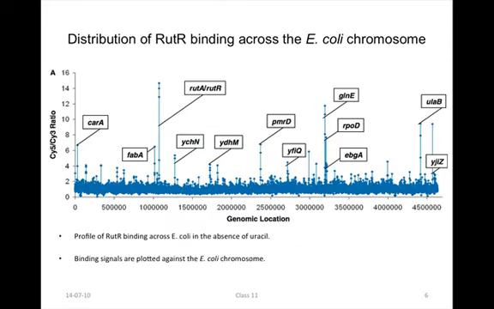Okay, so here's the E. coli chromosome. You've got about 4.5 megabases. And what they found was RutR binds across the chromosome in a multitude of positions, and you can see very specific positions are bound. This is from their ChIP-chip experiment, showing the binding positions along the chromosome.